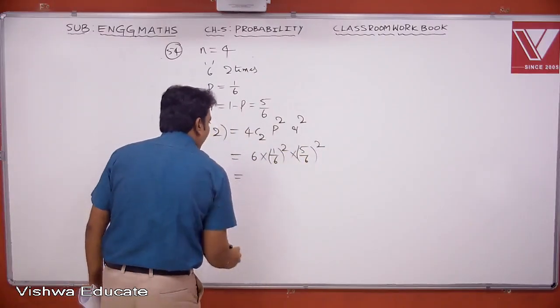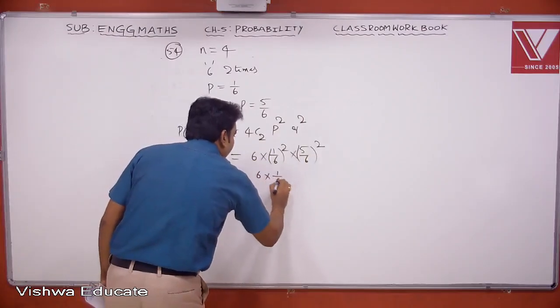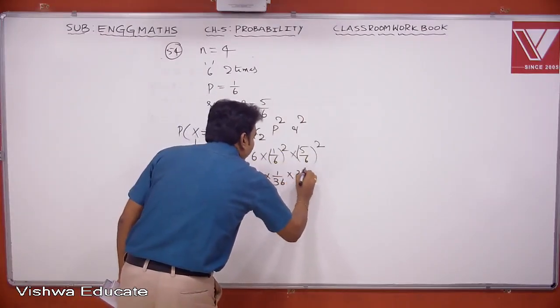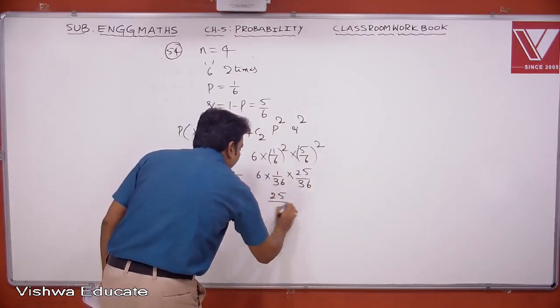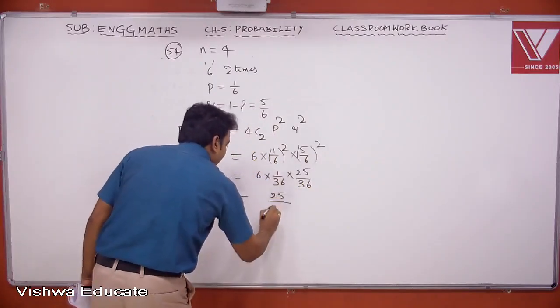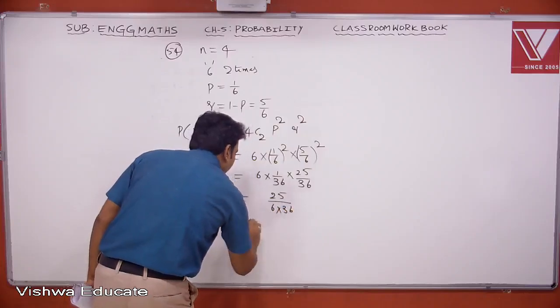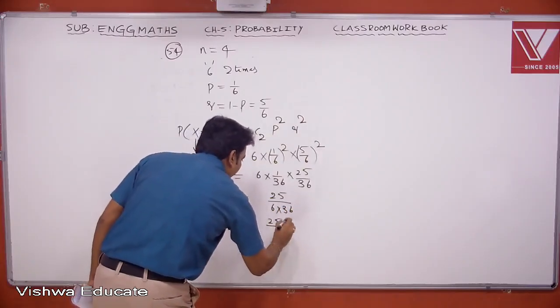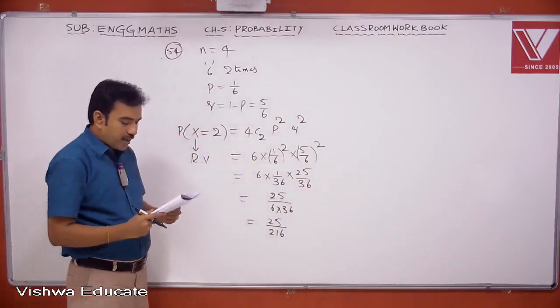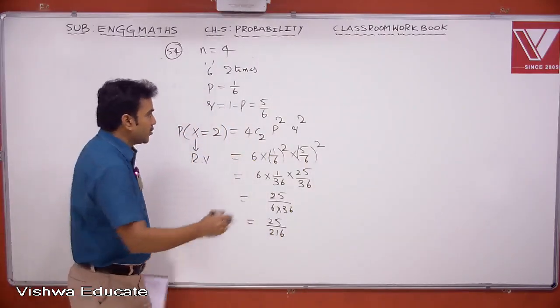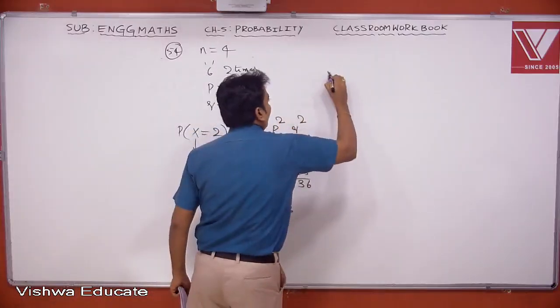Therefore this is nothing but 6 into 1 by 36 into 25 divided by 36. So this is 25 divided by 6 goes into 36, 6 times. So 6 into 36 is 216. So this is 25 divided by 216. Therefore the probability is 25 divided by 216. So option D is the right answer.